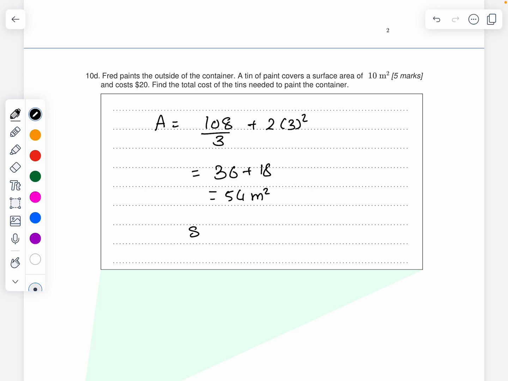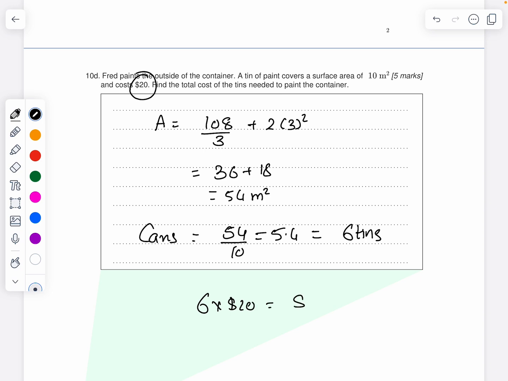So for 10 meters square, we are going to get 1 can. So how many cans will it be? Cans will be 54 divided by 10, which is 5.4. So 5.4 means 6 tins. But each tin is $20. So 6 times $20, therefore it's going to be $120. That's going to be the answer.